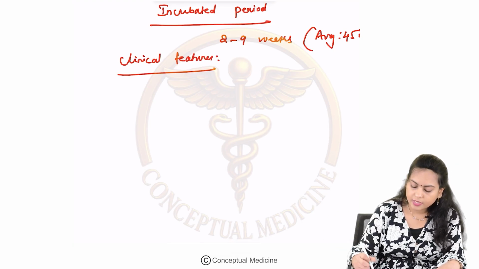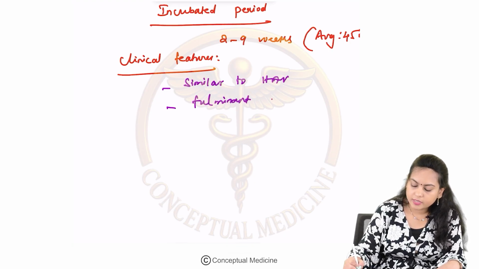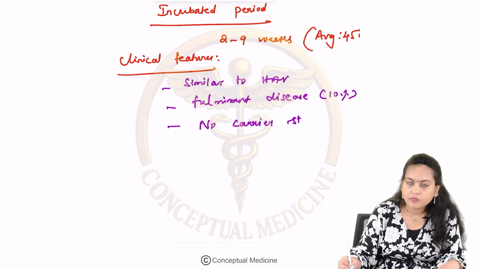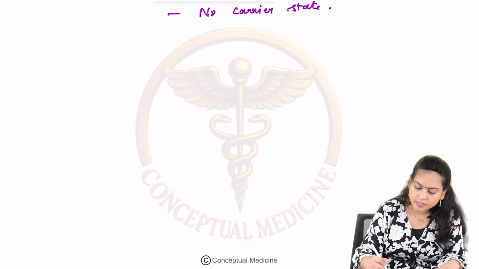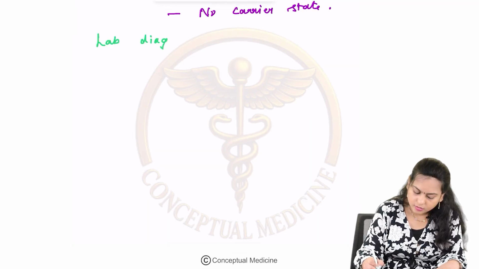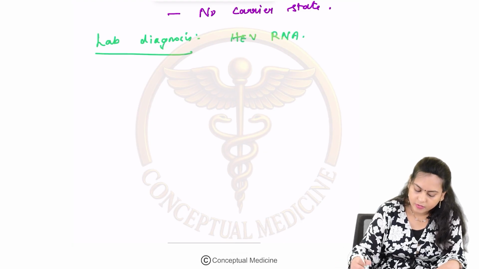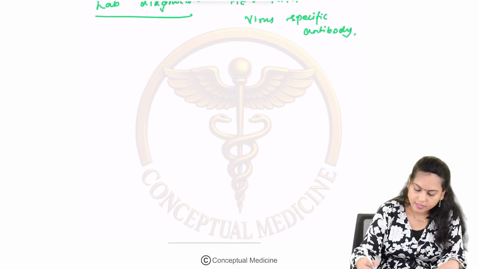Clinical features are similar to HAV. Okay, so they are similar and it is a fulminant disease in 10% of the cases, and remember there is no carrier state for this disease also. Clear? Yes. So, how will we do lab diagnosis? We do HEV RNA. Okay, and we can even check for the virus specific antibody. Clear?